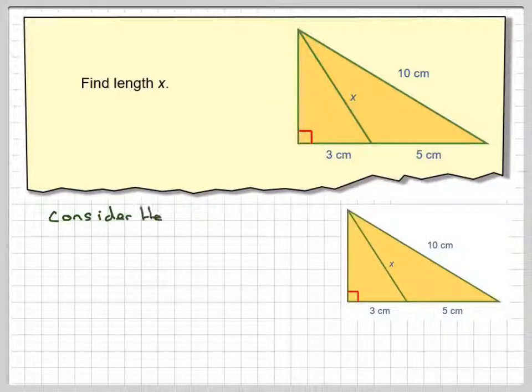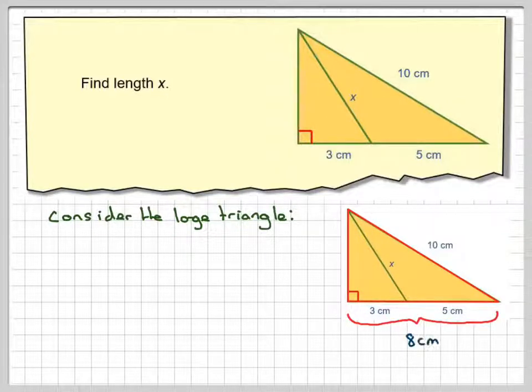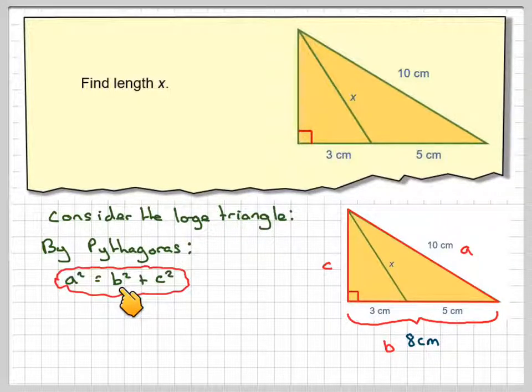So if we draw out the diagram, we consider the large triangle, which is the one I've just highlighted here in red. These two lengths added together here make 8 centimeters. So if we put in some letters, A, B, and C. What we're going to do is calculate this length here, and then use the smaller triangle to calculate x. So by Pythagoras, a squared is equal to b squared plus c squared.